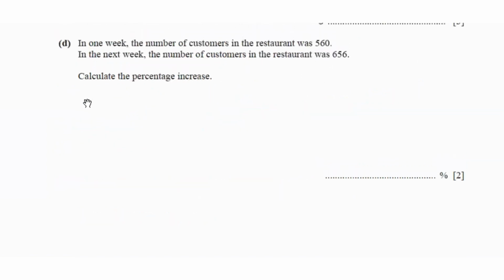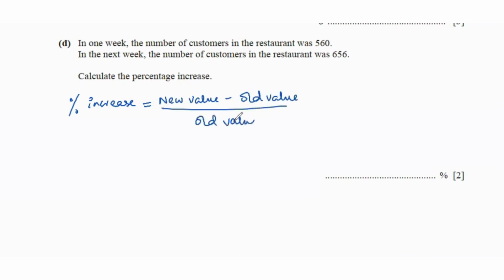In 1 week, the number of customers in the restaurant was 560. In the next week, the number of customers in the restaurant was 656. Calculate the percentage increase. We subtract the old value from the new value and divide by the old value. And lastly, times by 100 because we're trying to find the percentage. So that is going to be 656 minus 560 over 560 times 100. That is going to equal 17.14%.